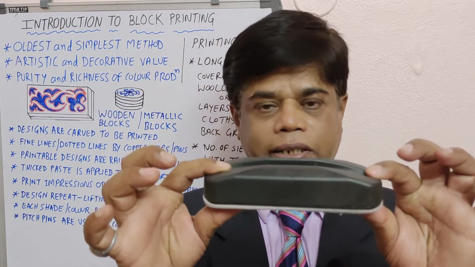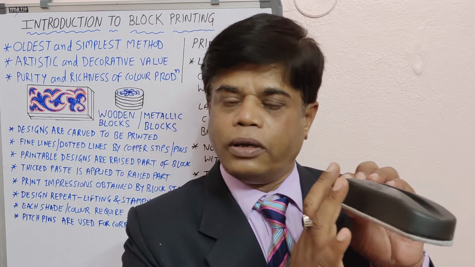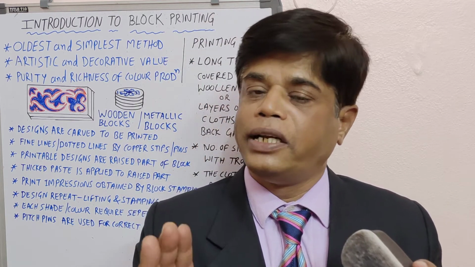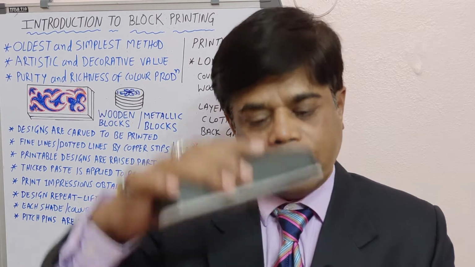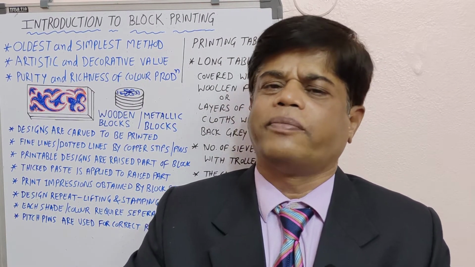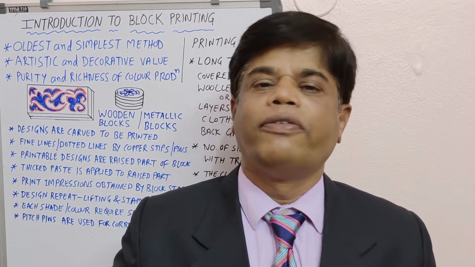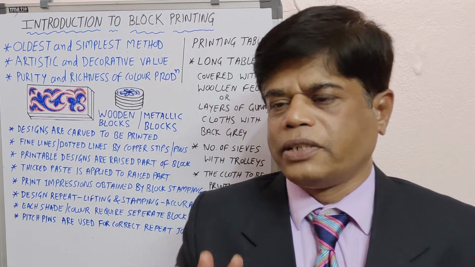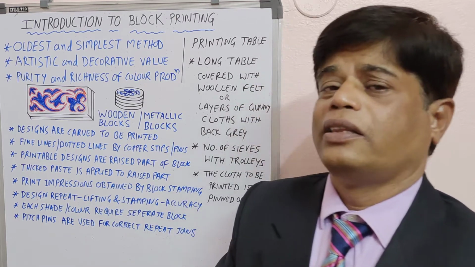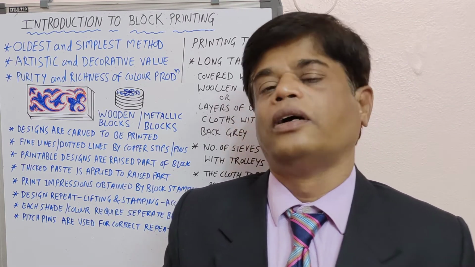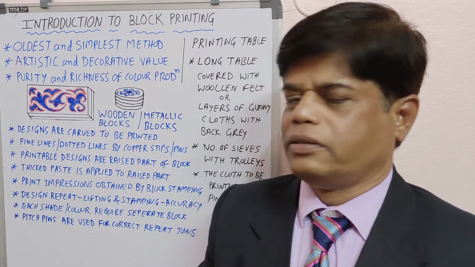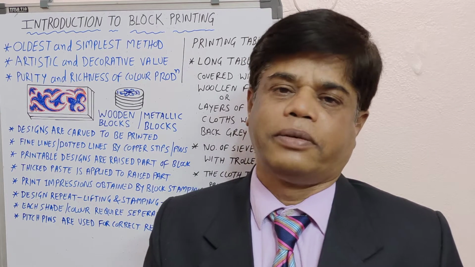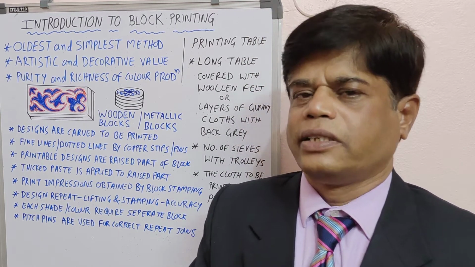Assume that this duster is a block, and this black portion is the layer of timbers or wood, and this white portion is the carved design portion. The printing paste is applied here and then impressed or stamped on the cloth. This is the manual way of printing. Okay, this is the simplest form. But see, these are the things we should know and learn. Just for your knowledge and discussion, I am telling you.